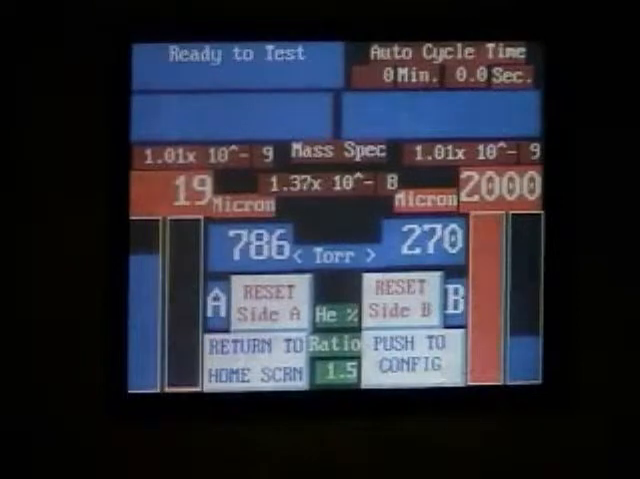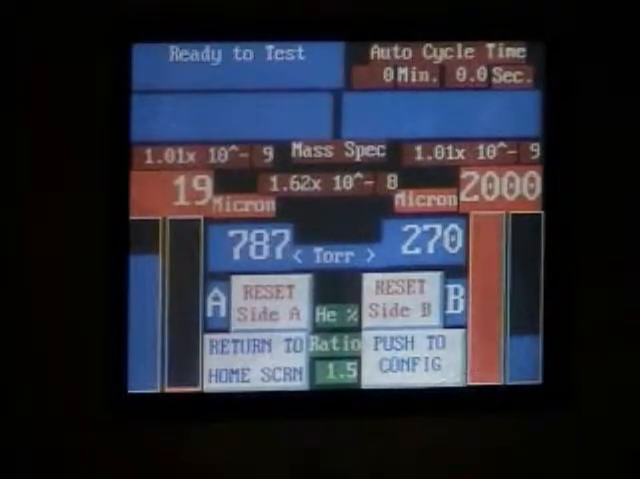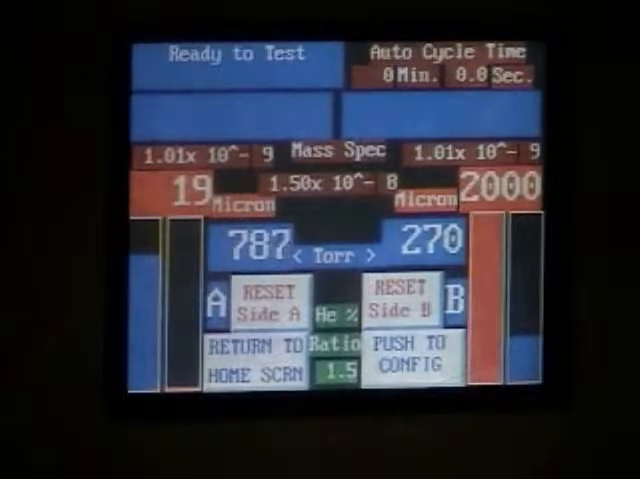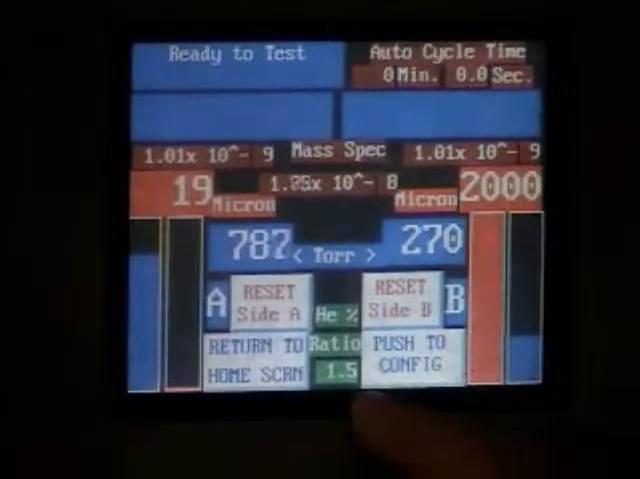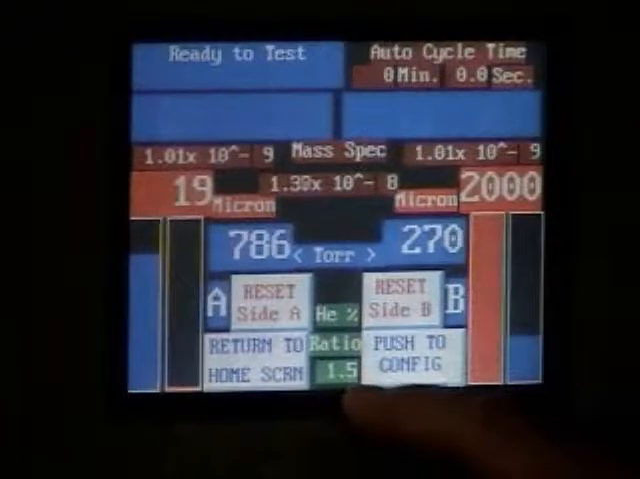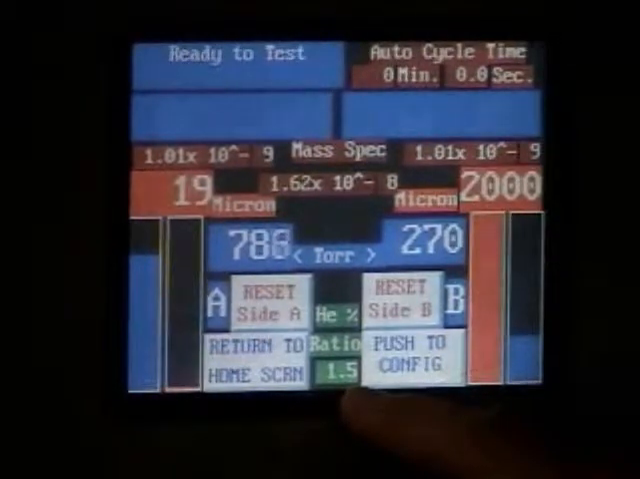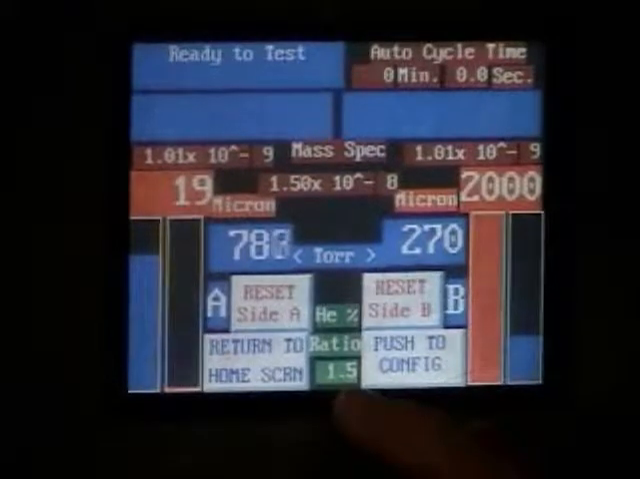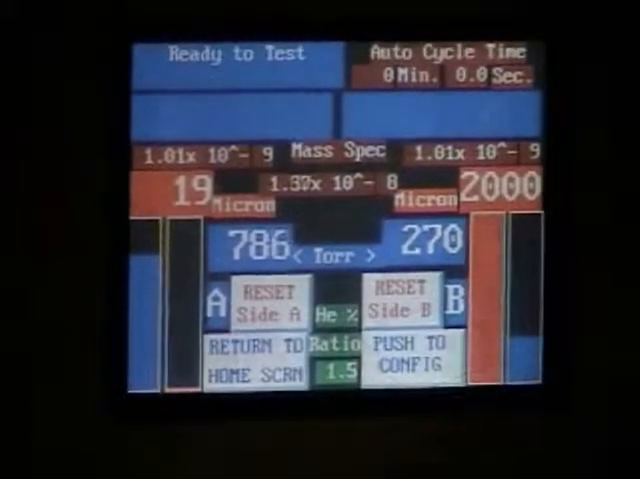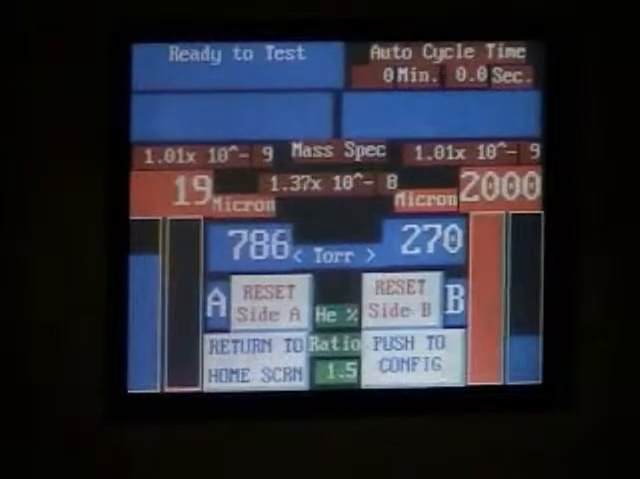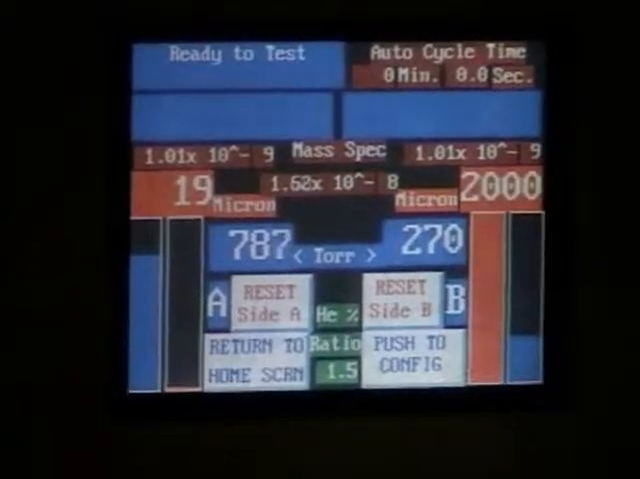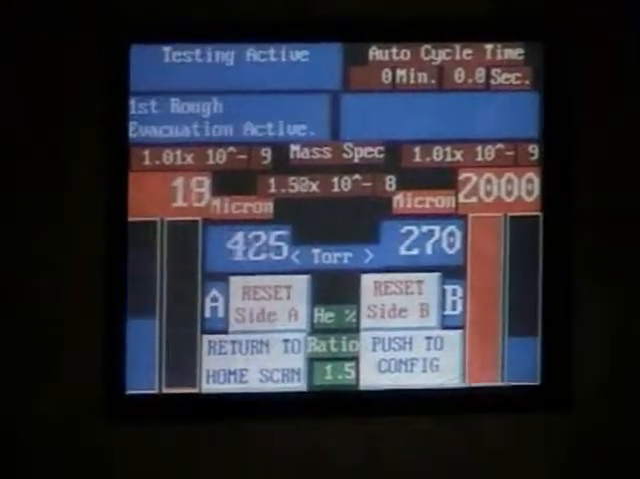What I'll do is run through a test automatically. It'll happen very quick. This is a short test. It will all take place in 1 minute. You'll notice that our helium ratio is down at 1.5%. During the evacuation, helium will be brought into this chamber and it'll stop at 15%. So we hit our reset button before we start.